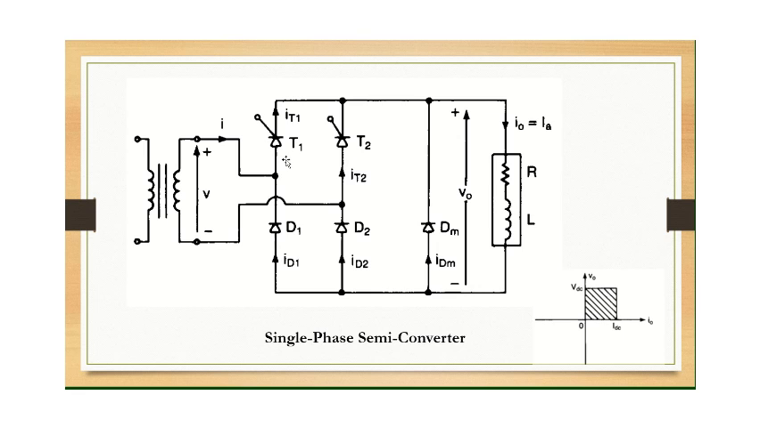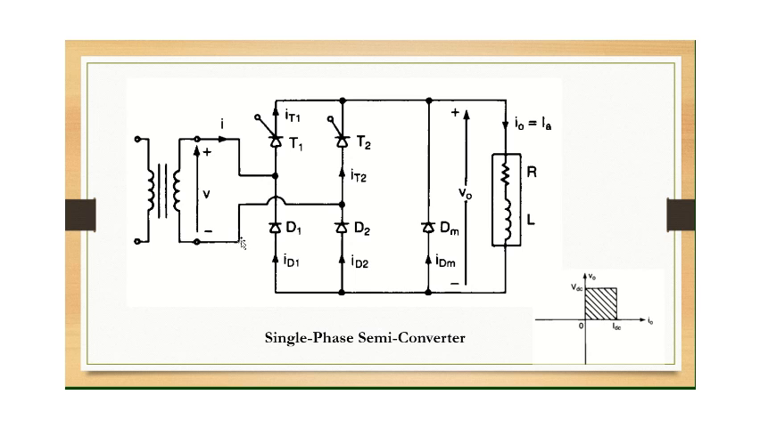So when T1 is fired, the circuit completes, isn't it? The voltage that you apply here appears at the load. So how will the current flow? Observe that it will be from T1 via the load and D2, isn't it? So this will be the path of the current. The circuit completes from the source, T1, load, and D2. So that is how the circuit completes.